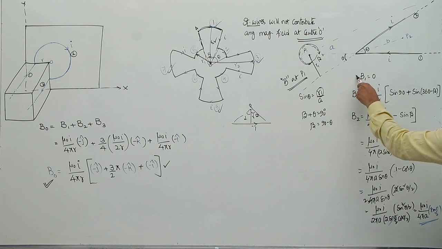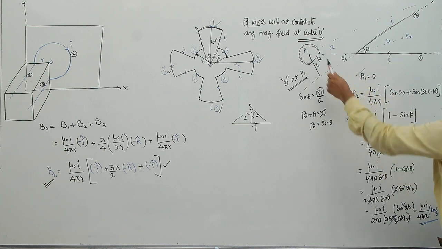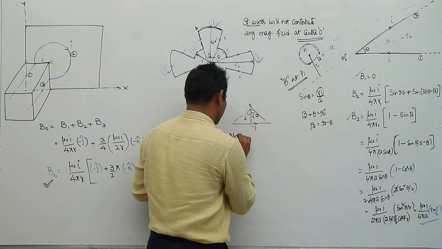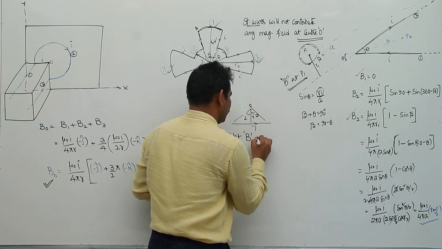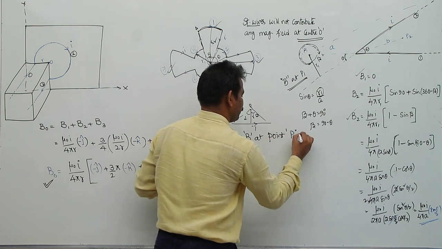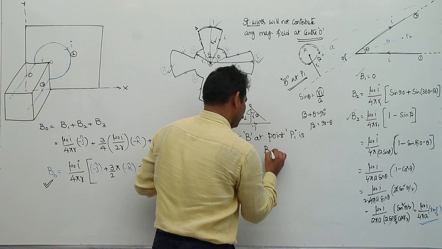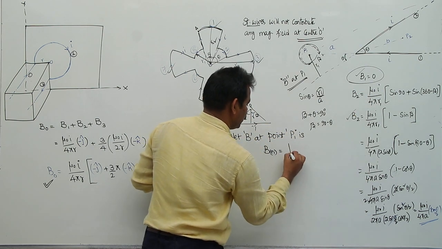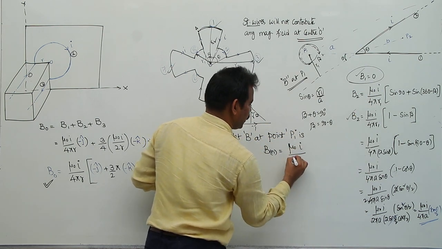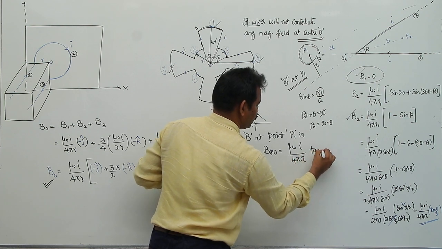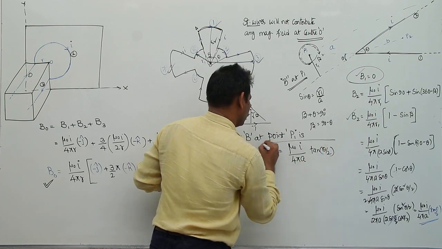Now I got B1, which is 0, and B2. Now what is the net magnetic field at point P1? The net B at point P1 is given by B1 added to B2. As B1 is 0, you can neglect this one. The second one is mu naught times the current by 4 pi a tan theta by 2.